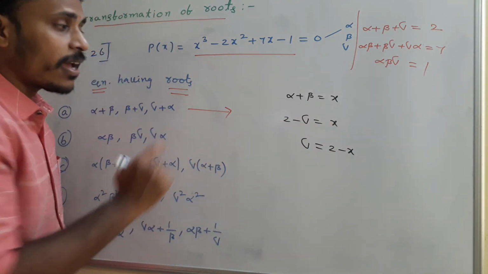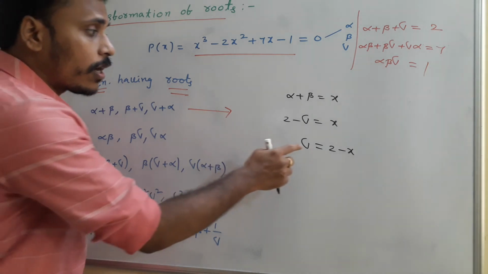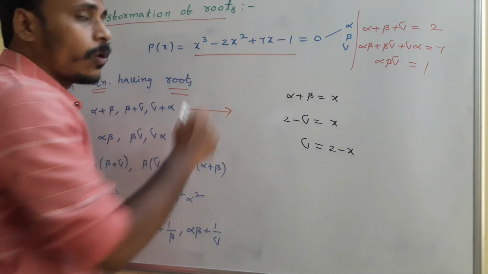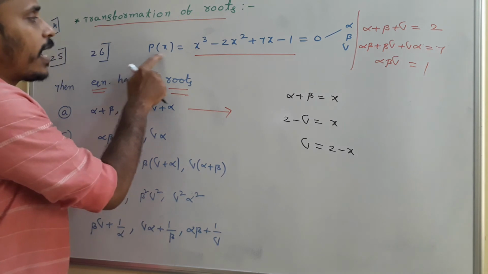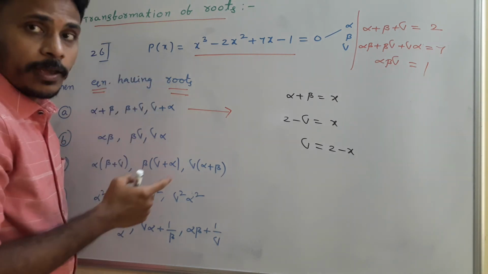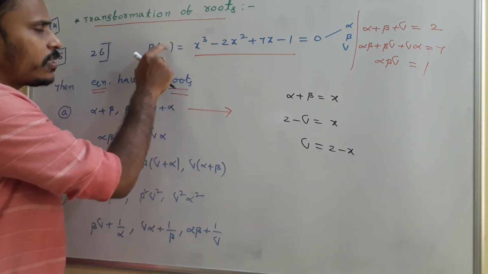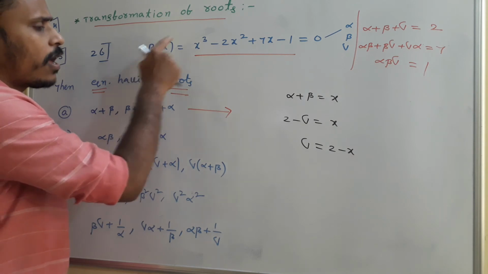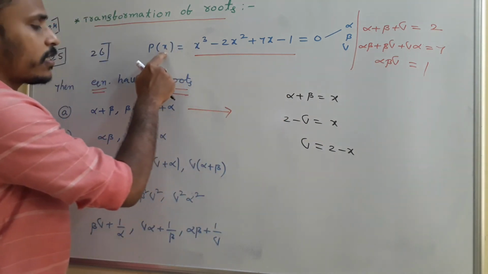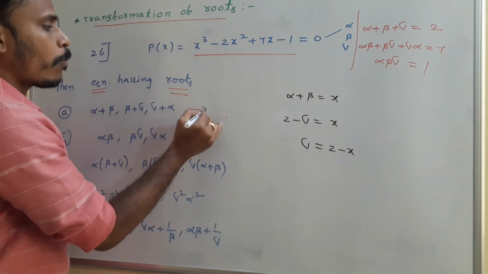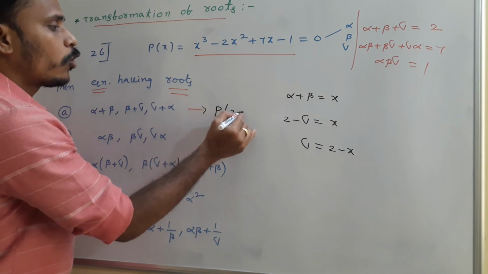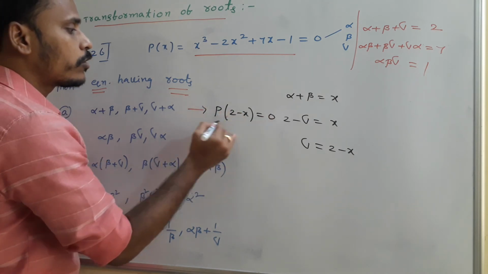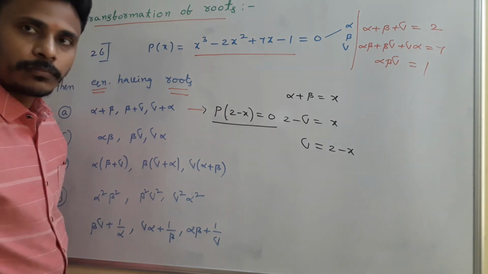So since gamma is 2 minus x, gamma is a root of the given equation. Gamma will satisfy this p of x. So you just think about that x as gamma and replace gamma with 2 minus x. So your answer for this problem is p of 2 minus x is equal to 0. That's the answer. Is it clear?